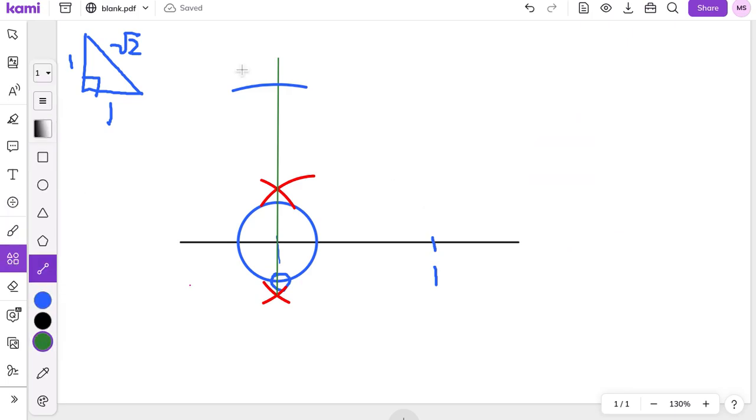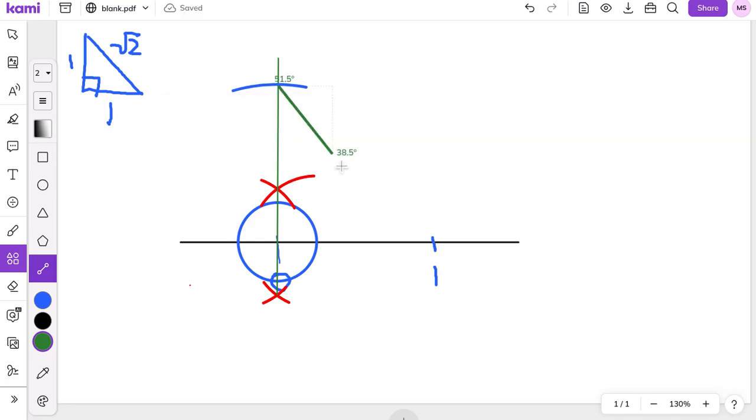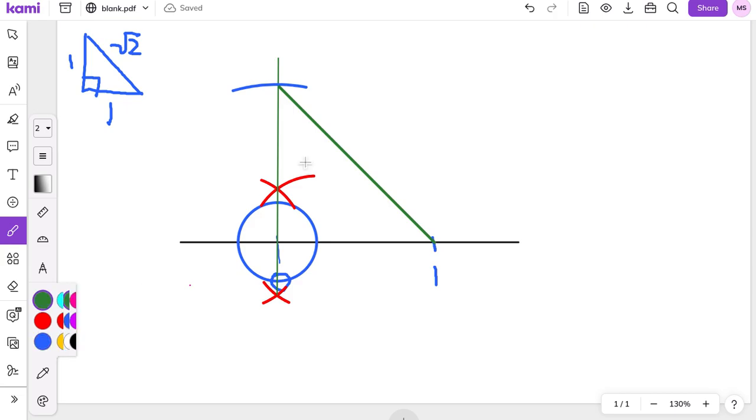So here's what I mean. If we connect this length here, make it a little thicker. This point of intersection right here, connect it to this point of intersection right here. Come on, give me that 45. There we go. That means that this green line segment, the thicker one here, is going to be the square root of 2. So this right here will be the square root of 2.